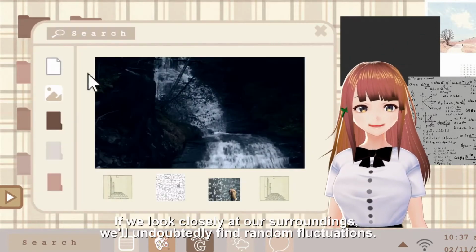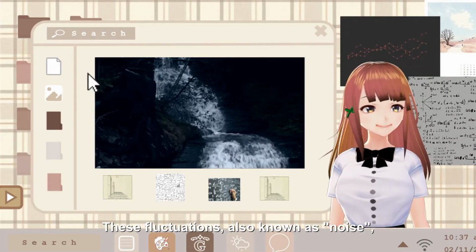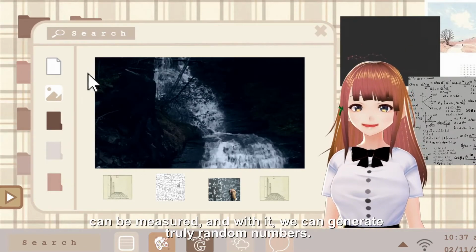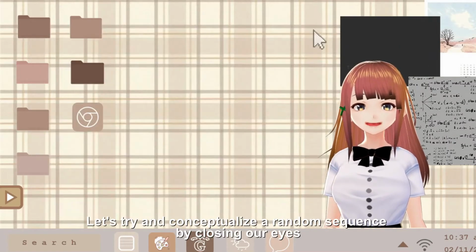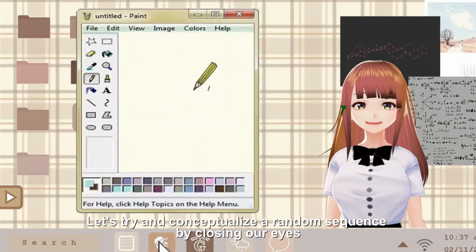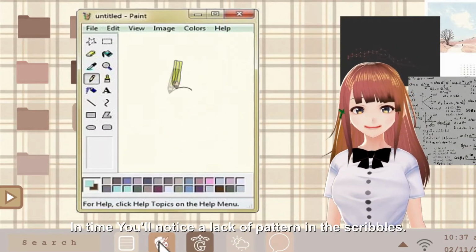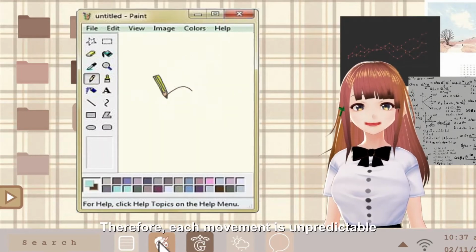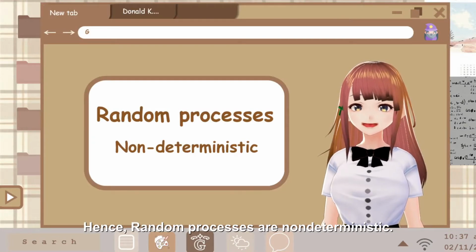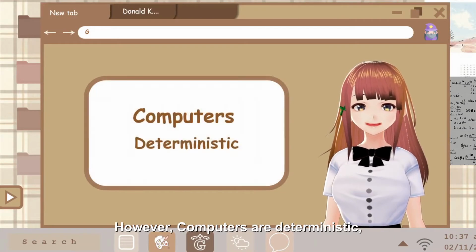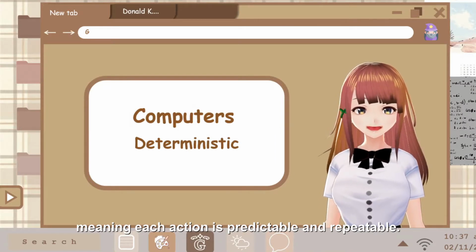But where do we get these random numbers? If we look closely at our surroundings, we'll undoubtedly find random fluctuations. These fluctuations, also known as noise, can be measured, and with it, we can generate truly random numbers. Let's try and conceptualize a random sequence by closing our eyes and scribbling on a piece of paper. In time, you'll notice a lack of pattern in the scribbles. Therefore, each movement is unpredictable. Hence, random processes are non-deterministic. However, computers are deterministic, meaning each action is predictable and repeatable.